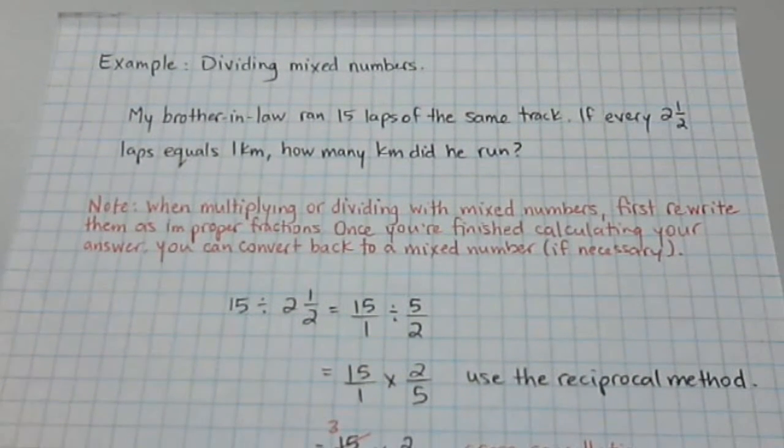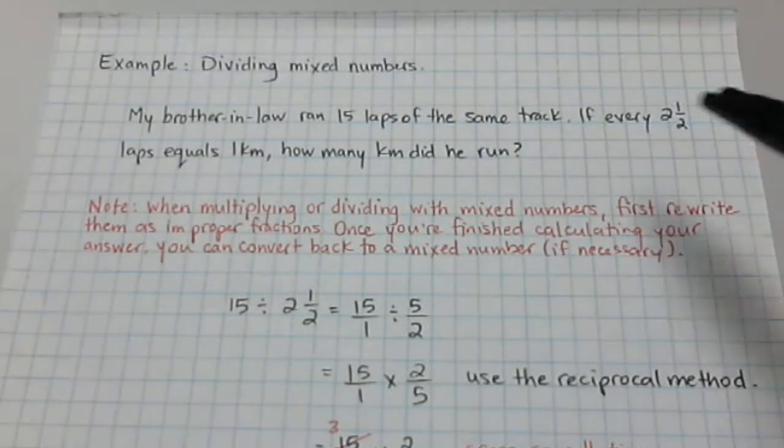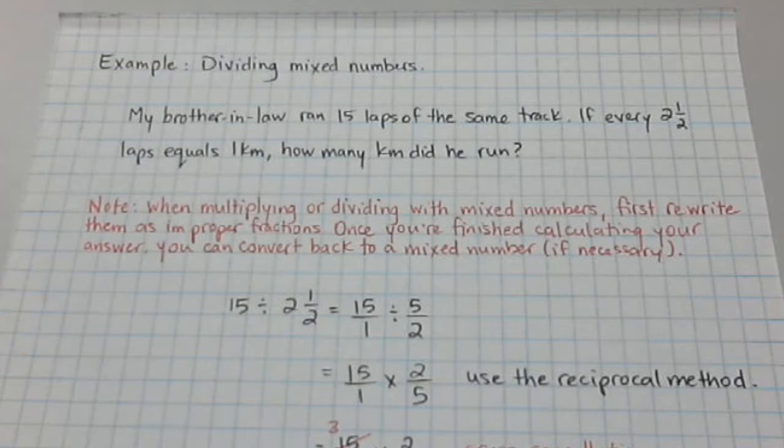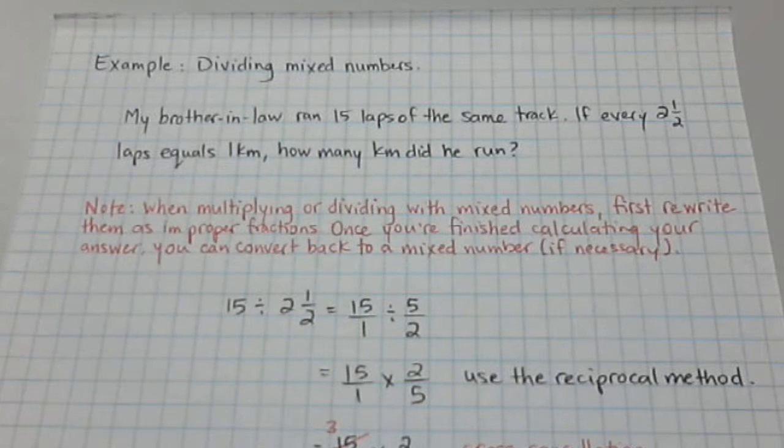Okay, so moving on to some division. We have this dividing mixed number example that I'm going to go through with you. My brother-in-law is a pretty fit guy as well, and he decides that he's going to run 15 laps of the same track. And again, if every 2 1/2 laps equals a kilometer, how many kilometers does he run? Now, there's a little note here, it's in red, but when multiplying or dividing with mixed numbers, first remember to rewrite them as an improper fraction, and then once you're finished calculating your answer, you can convert back to a mixed number if it's necessary.